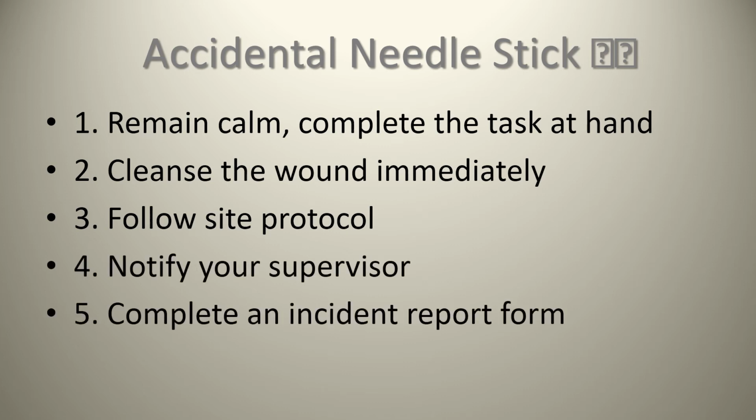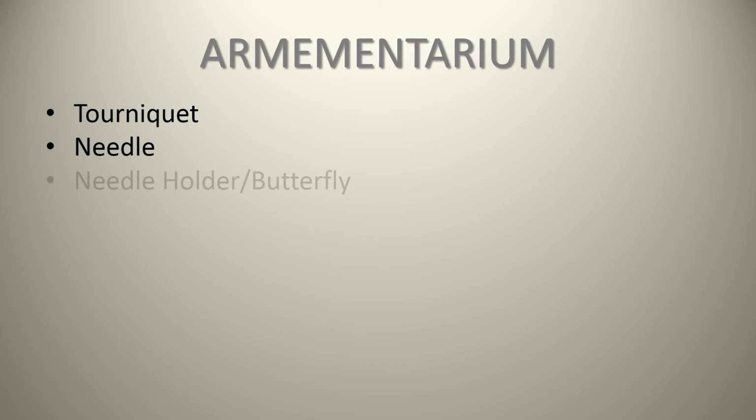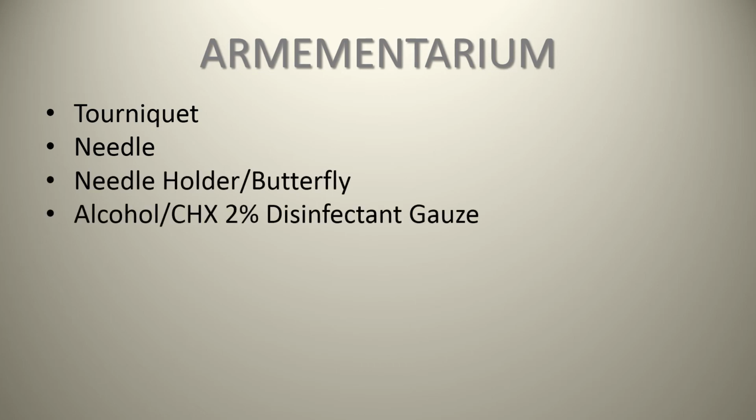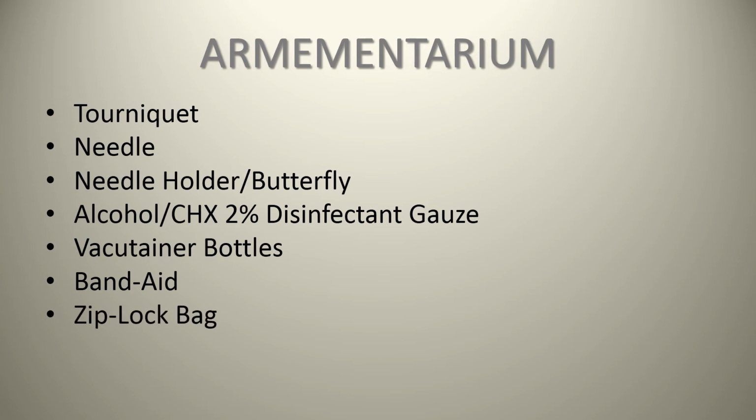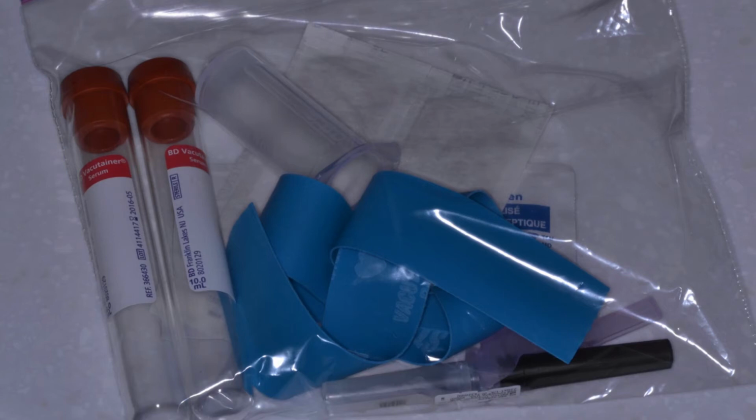The armamentarium most commonly used for venipuncture is a tourniquet, a needle, a needle holder or butterfly, alcohol with or without the recommended 2% chlorhexidine disinfectant, gauze, Vacutainer bottles, a Band-Aid, a Ziploc bag, and a centrifuge. In our office, we usually have all of these things in a Ziploc bag, just because I'll say to my staff, we're going to do platelet-rich fibrin for this patient. They'll go grab this little kit, and most of the time we draw 2 bottles of blood for the formation of PRF. So inside this bag, what do we have?